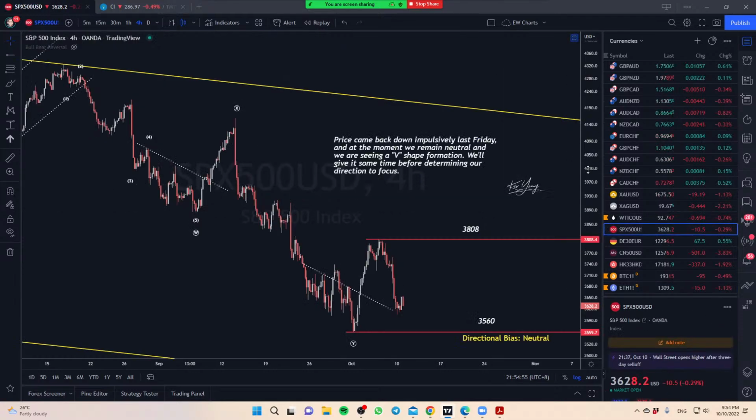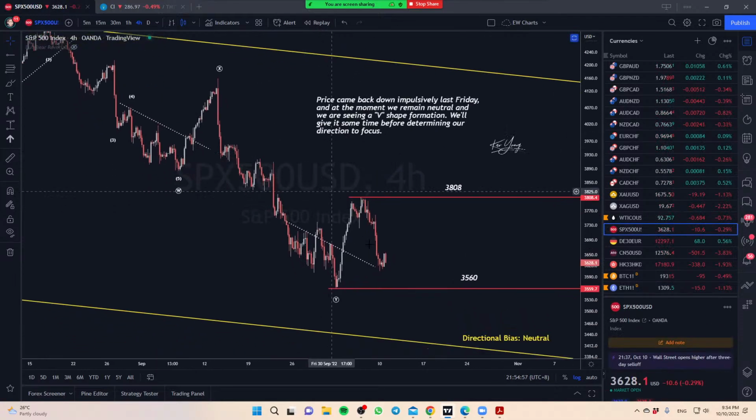Okay, I missed out on the S&P, but basically equities for now, I'm very neutral. Okay, I think you know why. We have a little bit of a V shape here, so not much. Okay, nothing we're gonna do. We're gonna wait and see how price is gonna develop from here.